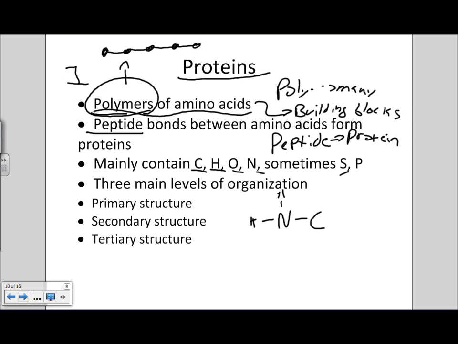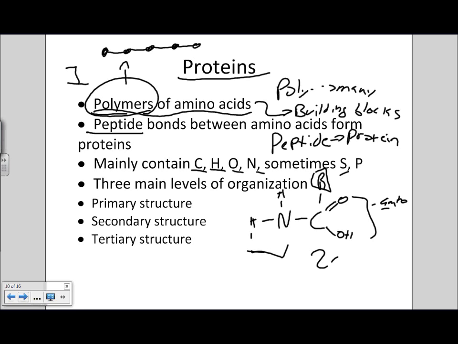and an acid group, and then you've got a unique side chain. Let me erase that, redraw that a little better. And you've got a carboxyl group on the other side. So basically that's what amino acids look like. There's a central carbon, and then there's what's called a carboxyl group on one side and an acid group on another. We can call this the amine or amino, hence amino acid.